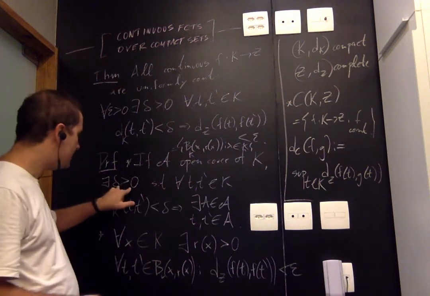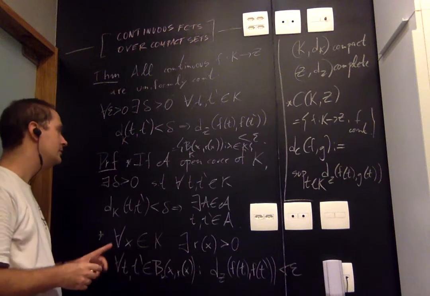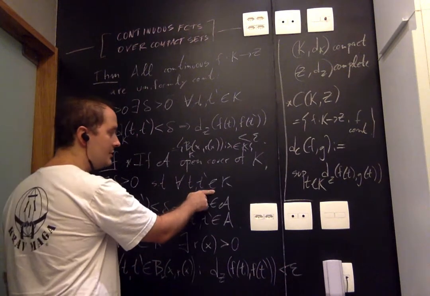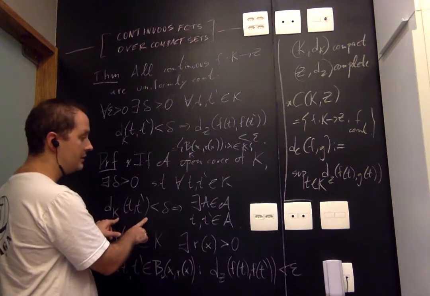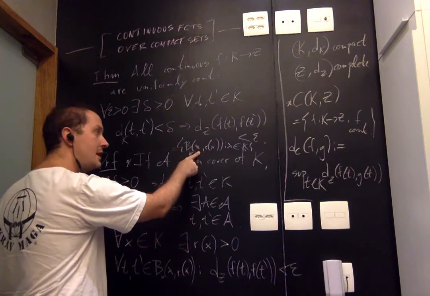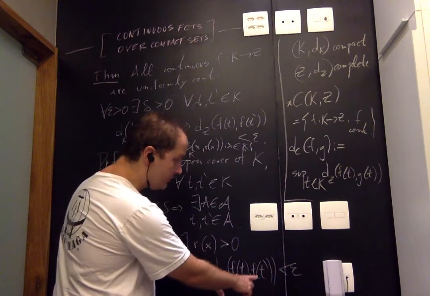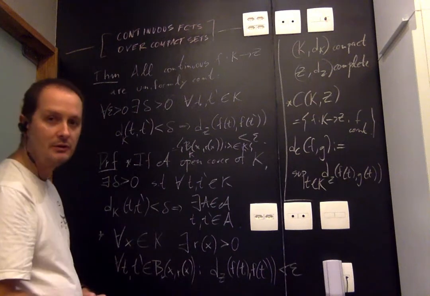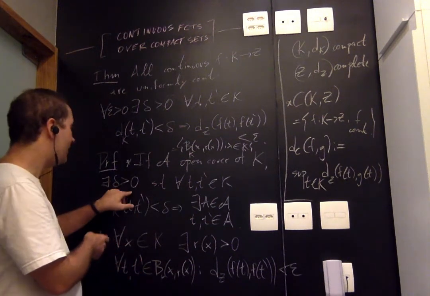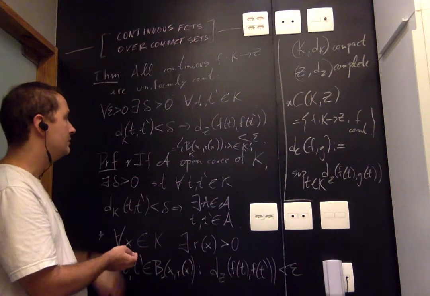And therefore, there exists such a delta, right? So what does that mean? It means the following. There exists a delta such that if I give you two elements of K and their distance is less than delta, they belong to the same set in the open cover. That is, they belong to the same open ball. If they belong to the same open ball, the distance between f of t and f of t prime is less than epsilon. And then we're done, right? So oddly enough, this very abstract concept of Lebesgue number gave us exactly the result.